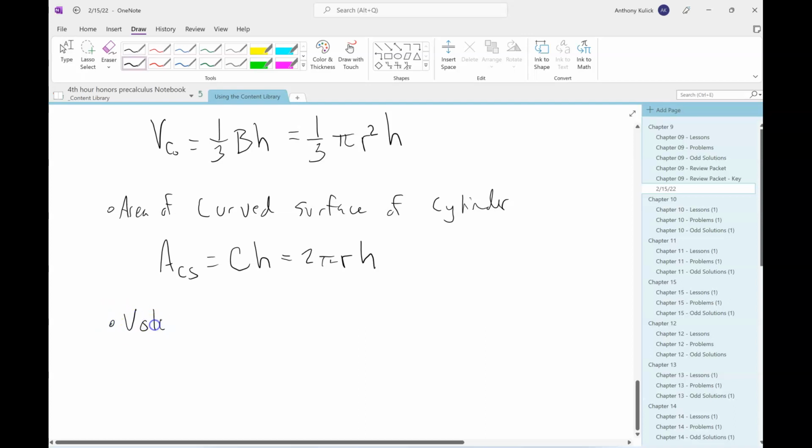Okay. What about the volume of a cylinder? Pi r squared height. Yeah, area of the base times the height, and since the base is a circle, pi r squared h. You got it.